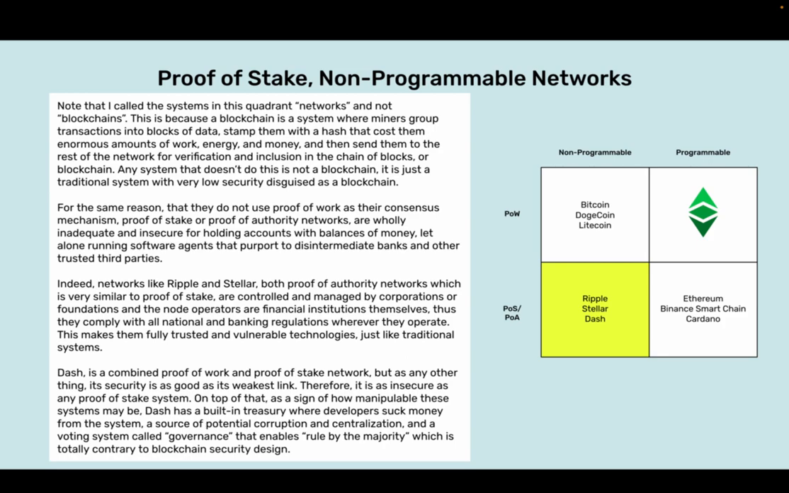Dash is a combined proof of work and proof of stake network, but as with any other thing, its security is as good as its weakest link. Therefore, it is as insecure as any proof of stake system. On top of that, as a sign of how manipulable these systems may be, Dash has a built-in treasury where developers suck money from the system, a source of potential corruption and centralization, and a voting system called governance that enables rule by the majority, which is totally contrary to blockchain security design.